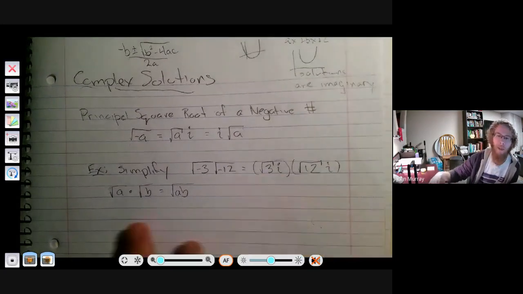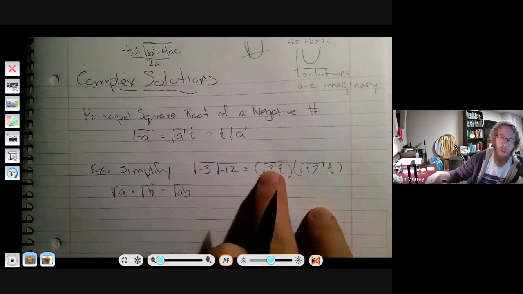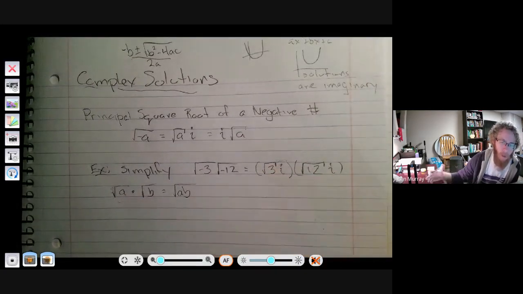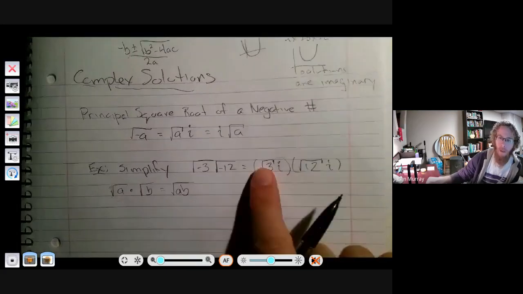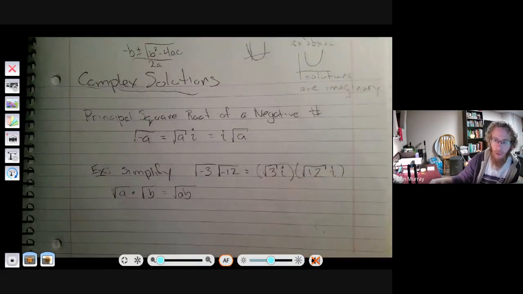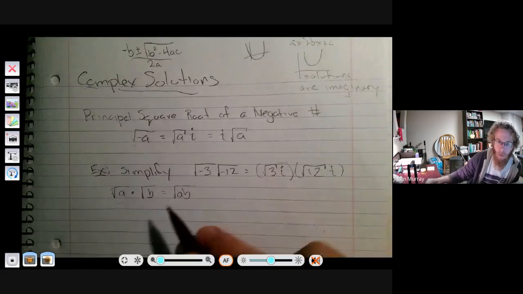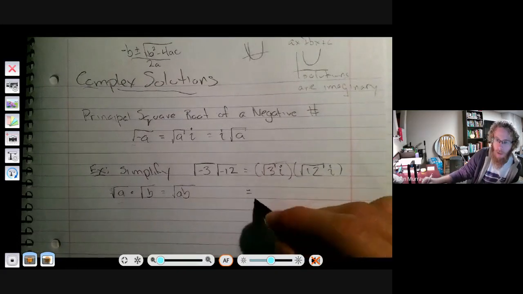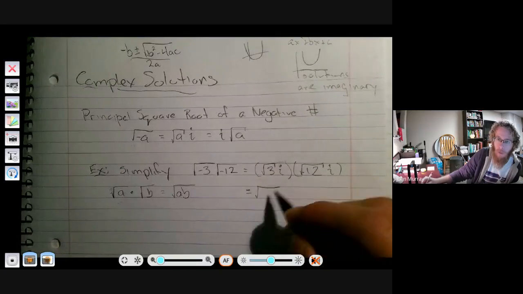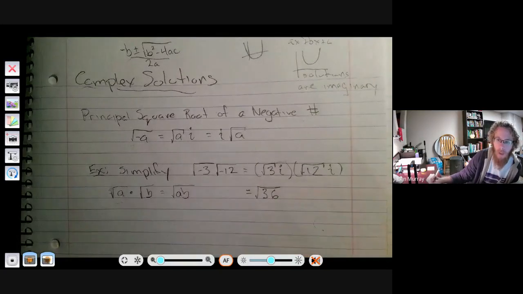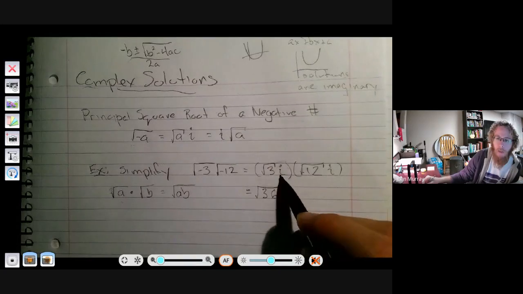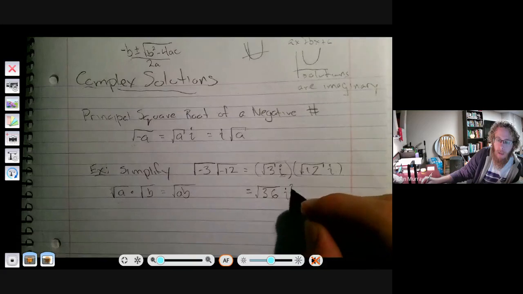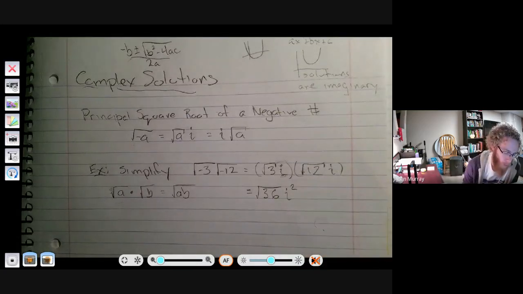Now that the negative is removed and these are actual numbers, they're not nice numbers, the square root of 3 and the square root of 12, but they are real numbers, we can simplify and multiply. So the square root of 3 times the square root of 12, 3 times 12 is 36. Again, we treat these like variables. So I have an i times an i, and that's going to get us i squared.